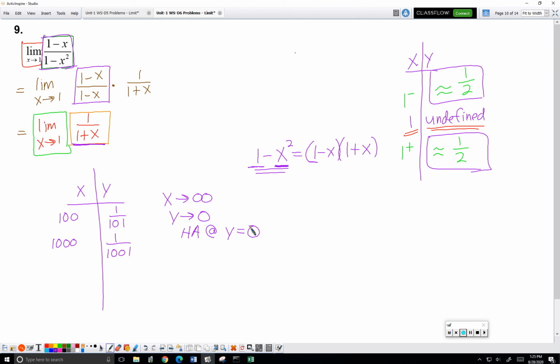We just check it. So Claire, if x is negative 100, what's y? Negative 100 over 101, because we have the 1. If x is negative 1,000, Claire? Negative 1,000 over 1,001. So these values are getting closer and closer to 0 as well. Yep, same horizontal asymptote.